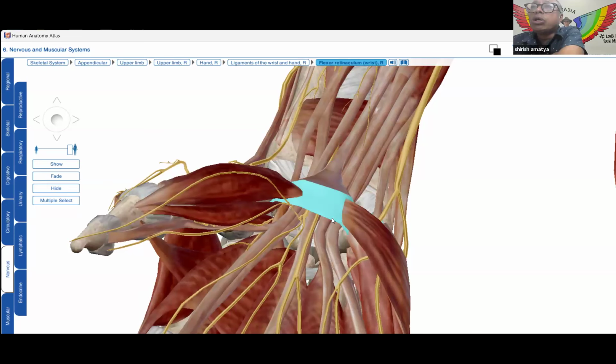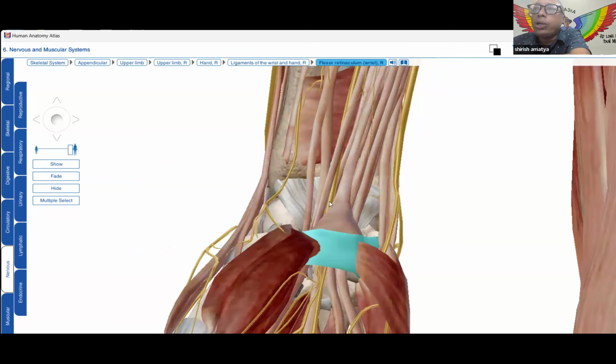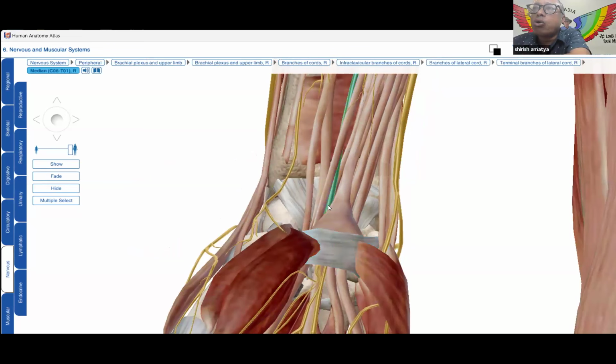So in the clinical perspective, this area is also very important, as we commonly get many patients with carpal tunnel syndrome, where we can measure the cross-sectional area of this median nerve and diagnose carpal tunnel syndrome, provided the patient is symptomatic.